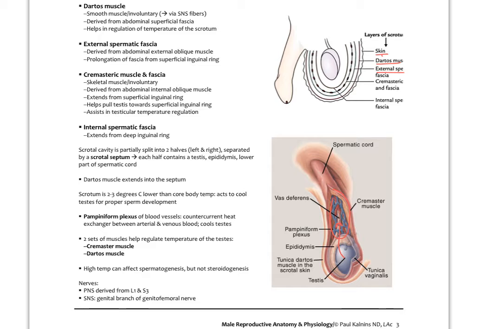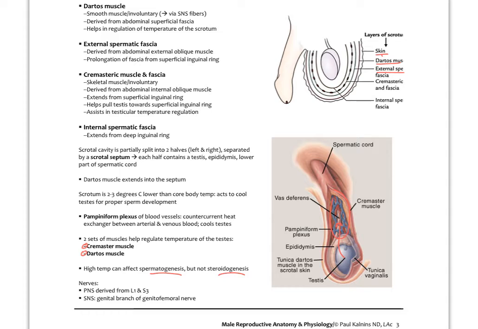So the pampiniform plexus, the lack of adipose under the skin of the scrotum, and then the cremaster and the dartos muscle, all of these help maintain the right temperature. Now, importantly, if there's an elevation of temperature in the scrotum, this can affect the production of sperm, spermatogenesis, but not the production of steroids, steroidogenesis. So even if these mechanisms are not functioning, usually steroid production is unaffected.